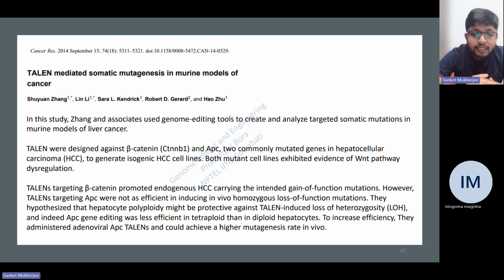They hypothesized that hepatocyte polyploidy might be protective against TALEN-induced loss of heterozygosity. And indeed, the APC gene was less efficiently targeted in tetraploid than in diploid hepatocytes. To increase efficiency, they administered adenoviral APC TALENs and could achieve a higher mutagenesis rate in vivo.